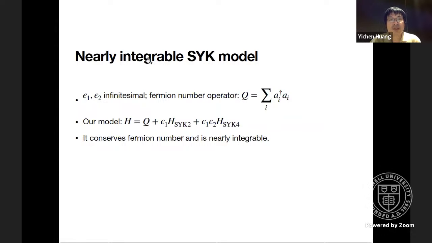And our results apply to a nearly integrable SYK model. In order to define it, we first introduce two infinitesimal quantities called epsilon1 and epsilon2. And Q is the total fermion number operator. Our model consists of three terms. The first term is Q, the second term is SYK2 times epsilon1, and the third term is SYK4 times epsilon1 and epsilon2. Because each term conserves fermion number, the total Hamiltonian H also conserves the fermion number. Furthermore, it is nearly integrable because if we don't look at the last term, we only have the Q and SYK2 terms. It is integrable because it is a free fermion model. So after adding an infinitesimal perturbation, it is nearly integrable in this sense.